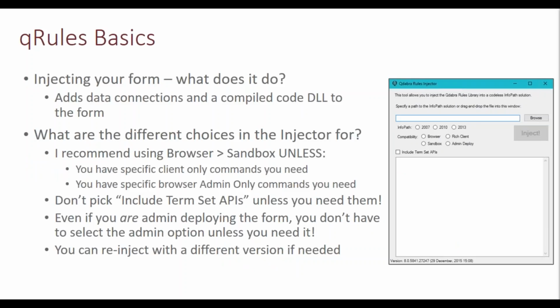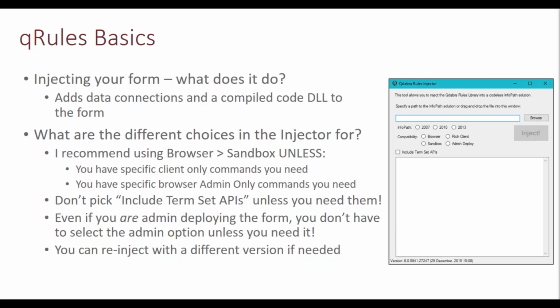When you inject your form, what we do behind the scenes is we take your form and extract all the form files. We put in a code DLL. That code DLL is determined based on selections you make in the injector. There's a number of them that we can inject. We add the Qdabra rules data source, an XML file, and the data source gets added. And then we pack your template back up. So that's the basics of what happens in injection.